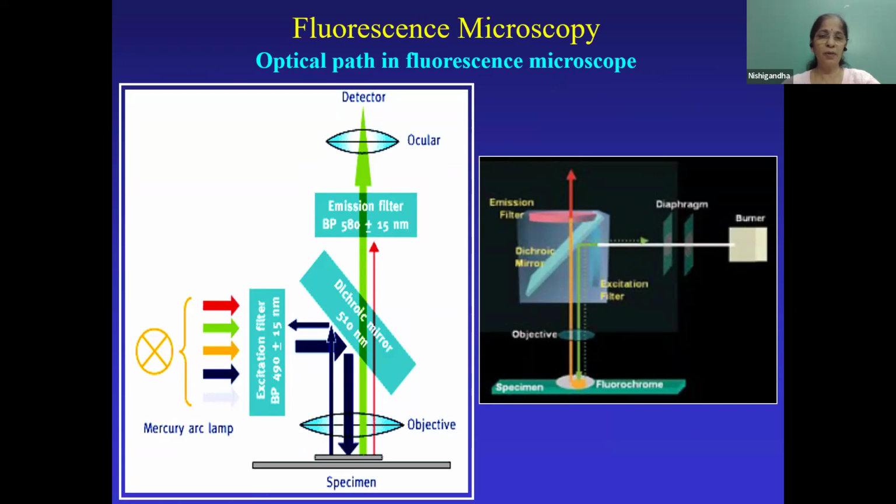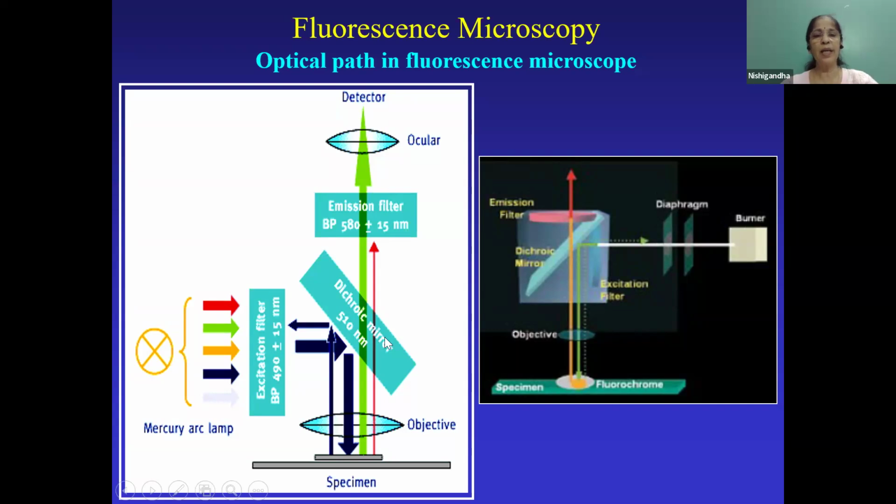Say, for example, we are going to deal with FITC. FITC needs blue light, then only does it get excited. So you put in the excitation filter, which allows only a particular light to pass. Here it's a band pass of 490 plus or minus 15. That means it allows wavelengths of 490 plus or minus 15, which includes blue light. So blue light is passed through this filter while the rest are totally blocked.